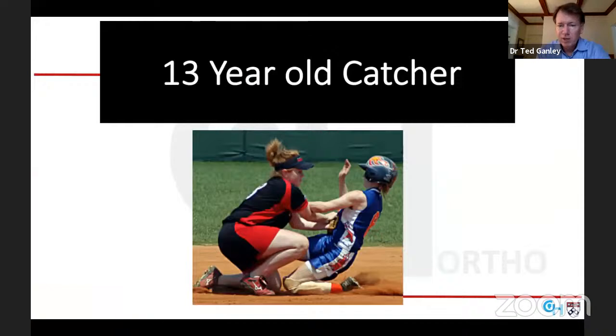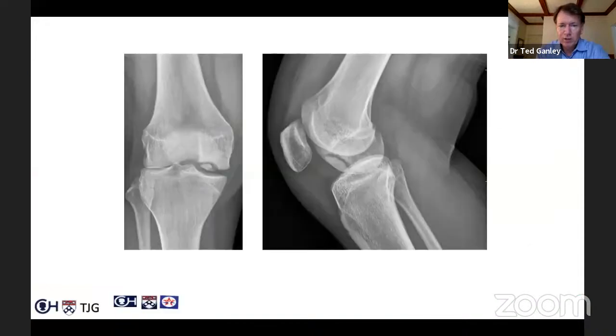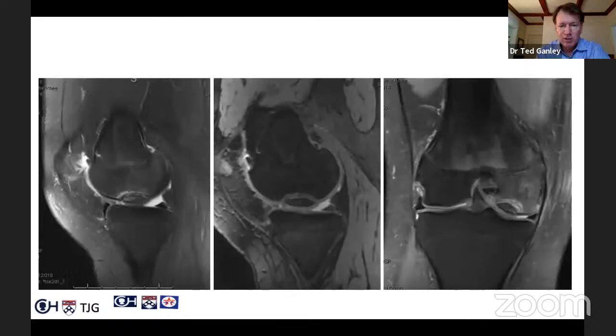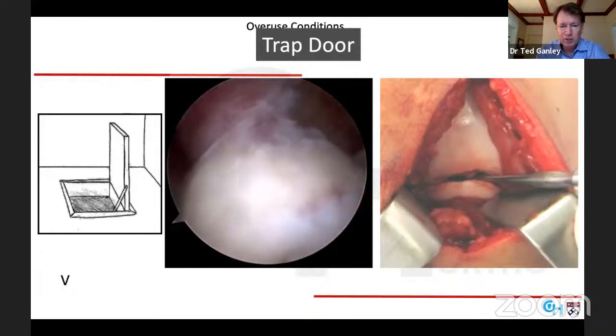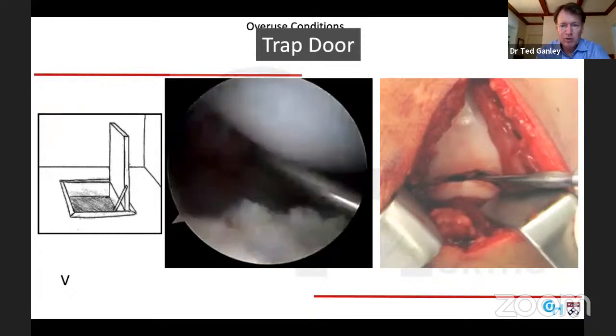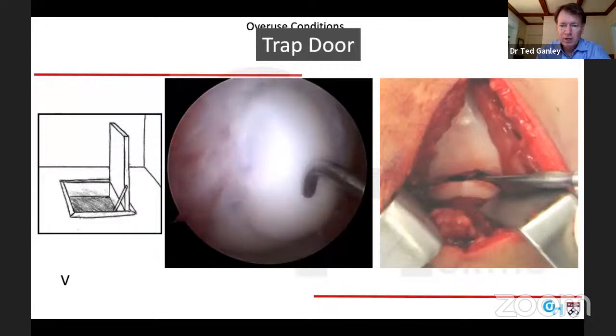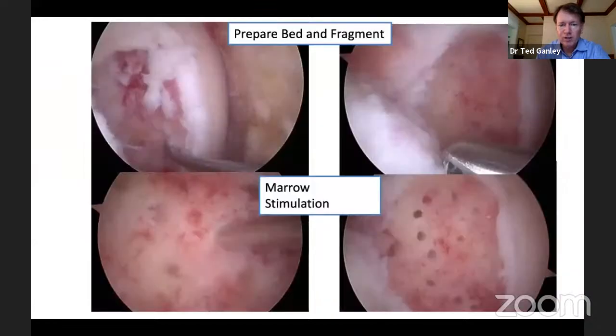Now this same catcher, as opposed to the younger catcher, is an older baseball catcher. You can see now the growth plates are closed. This is your MRI lesion, and in this instance, it's a trapdoor lesion. You can see the cartoon illustration on the left, the arthroscopic photo, and then an open incision on the right addressing that trapdoor.